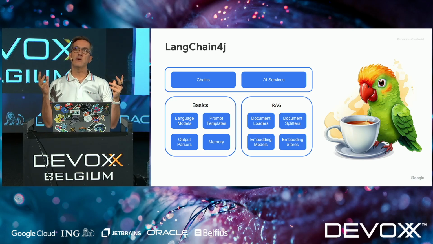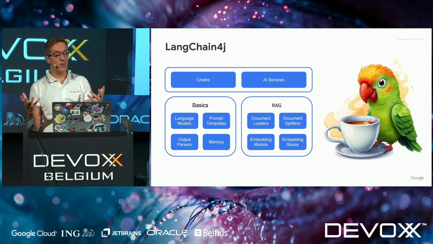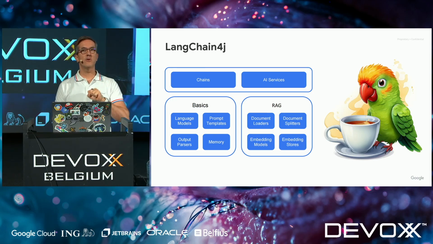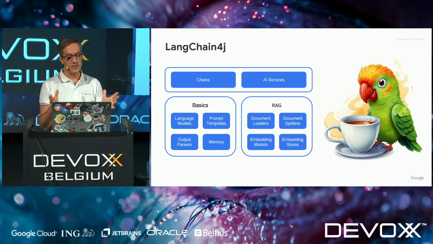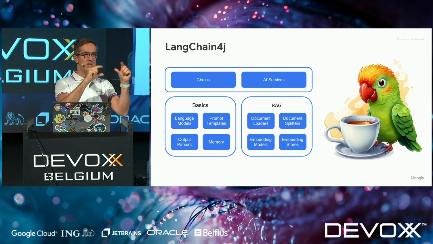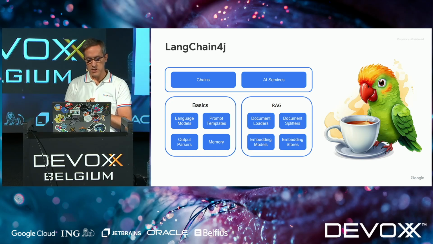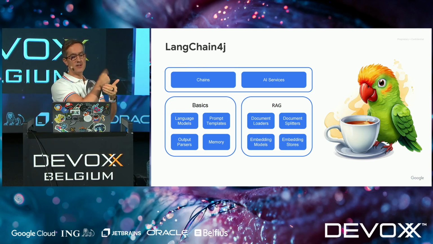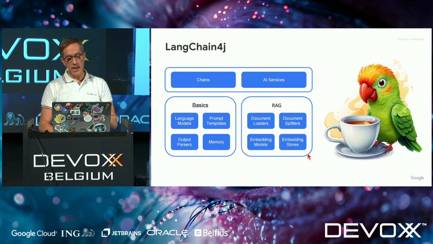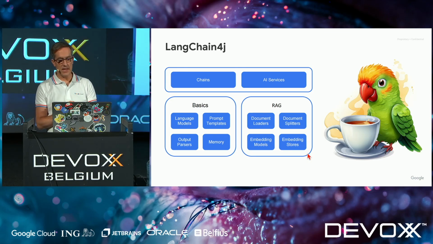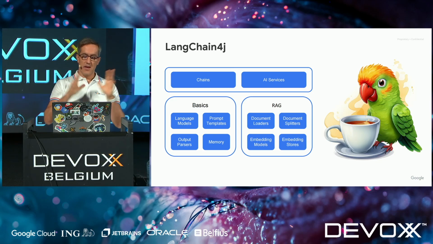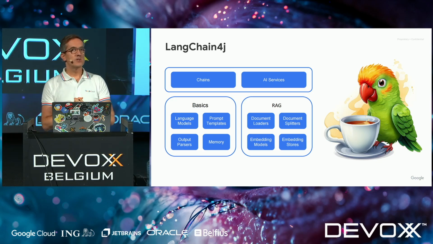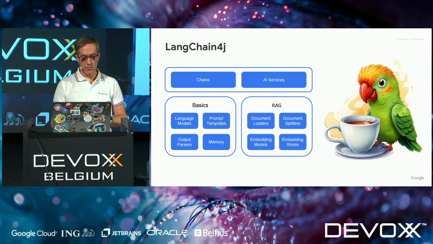And when you implement more advanced techniques like RAG, you need document loaders to load the documents that you want to analyze, document splitters to split them in chunks to look at each paragraph or each section, and to be able to compare them, and create embeddings thanks to embedding models, and embedding stores where you can store those vectors in vector databases. So that's a big overview of what Langchain4j provides to developers.